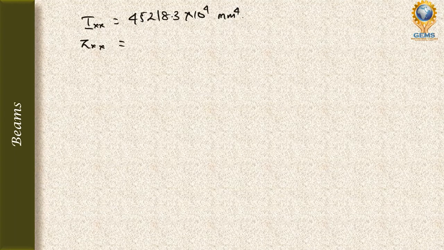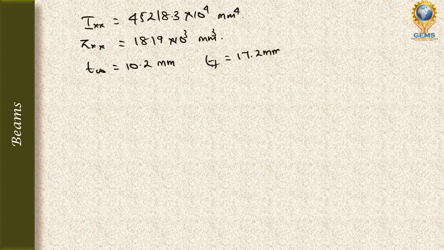ZXS is equal to 1819 into 10 to the power 3 mm cubed, and TW, the thickness of the web, is 10.2 mm, and the thickness of the flange is 7.2 mm, and the overall depth is just 500 mm. So these are the first given section properties. These are the basic properties given.